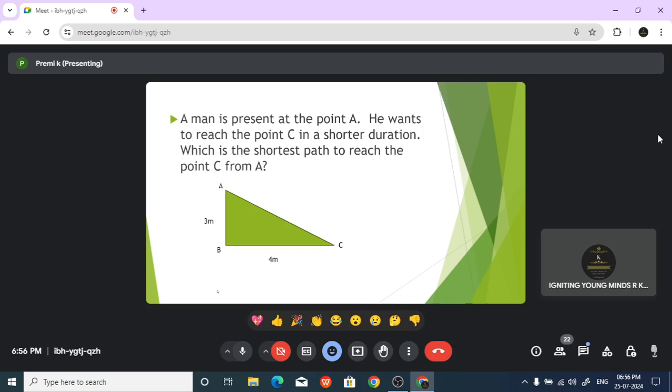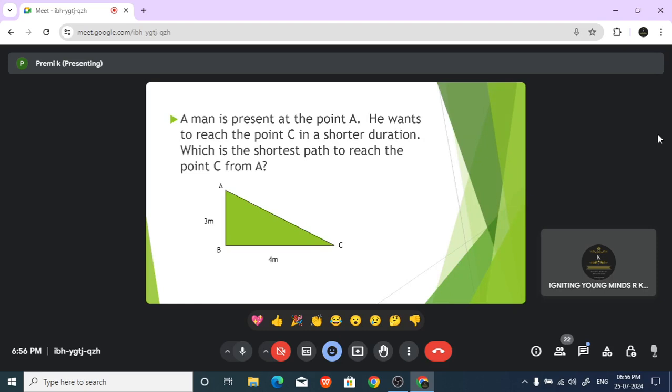Yeah, 5 meters. Okay. Who said 5 meters? Can you just explain? Ma'am, the shortest distance is from A to C, ma'am. So by Pythagorean triplets, we'll have it as 5 meters.